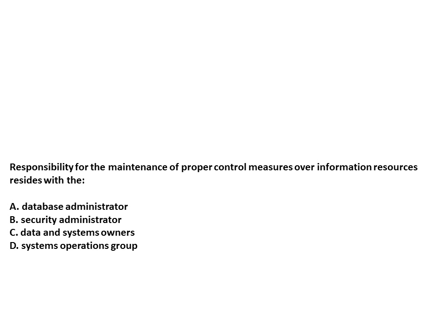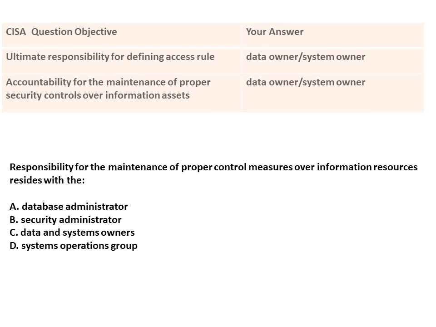Let us discuss some questions. Responsibility for the maintenance of proper control measures over information resources resides with the A, B, C, D. We already discussed. When the CISA question objective is about responsibility or accountability, our answer should be data and system owners.